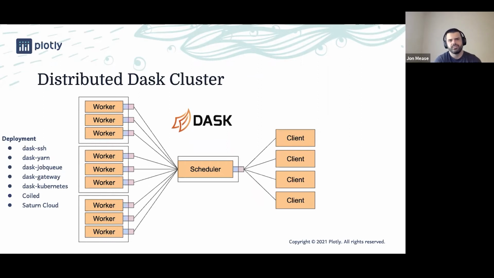Finally, in a distributed cluster configuration, the workers, scheduler, and clients all reside on different servers. In this case, you would typically be using one of the Dask deployment libraries to manage the scheduler and workers, things like Dask SSH or Dask Yarn, JobQueue, Dask Gateway, Dask Kubernetes, or you could be using one of the managed Dask services like Coiled or Saturn Cloud.